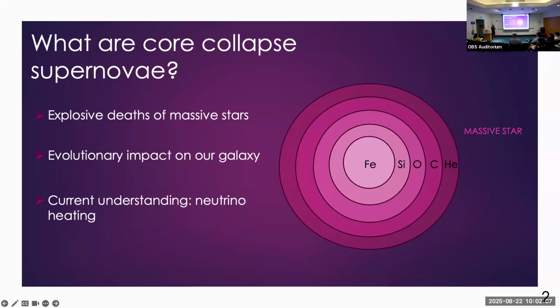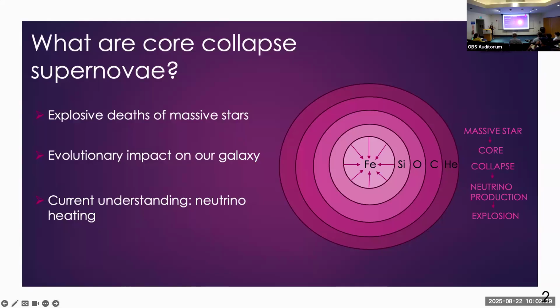Currently, our understanding is that as a massive star undergoes nuclear fusion, it reaches a point where its innermost core consists of iron. At this stage, the core can no longer support its own weight against gravity and undergoes core collapse. During this process, neutrinos are produced, which are essential for transferring energy from gravity into explosion.